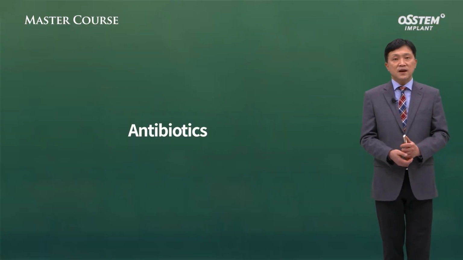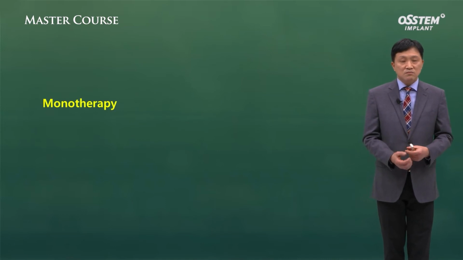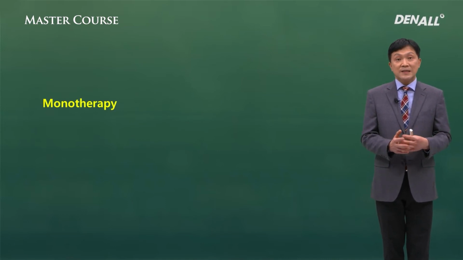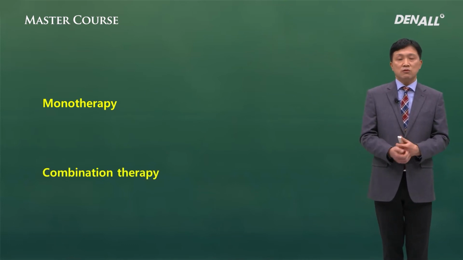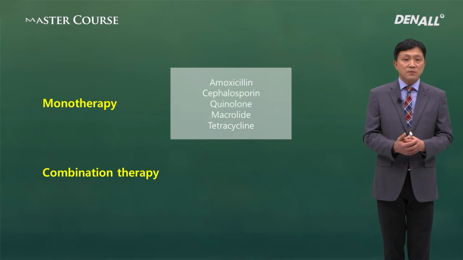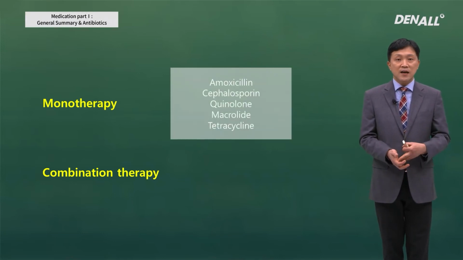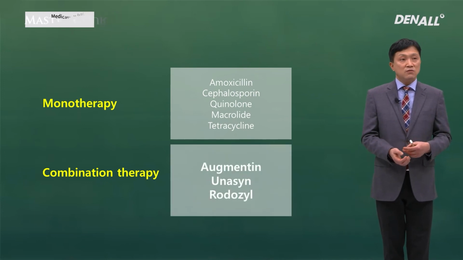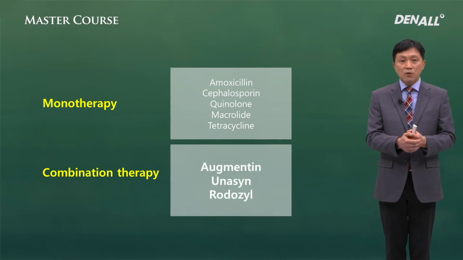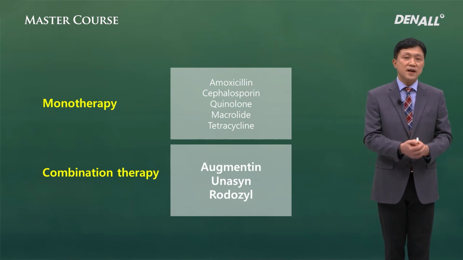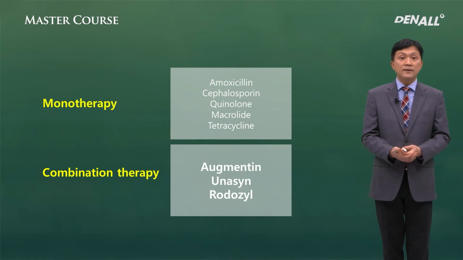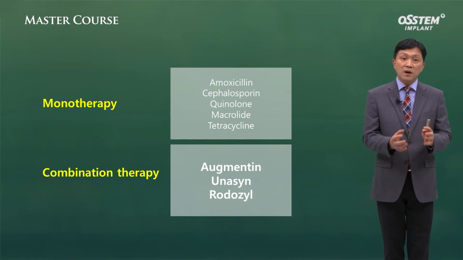When we prescribe antibiotics, we need to consider patterns. Monotherapy: a single antibiotic can be prescribed, or combination therapy can be adopted. Amoxicillin, cephalosporin, quinolone, macrolide, tetracycline can be used for monotherapy. For combination therapy, Augmentin, Unasyn, Rodozil can be prescribed, but unknowingly, 2 drugs are used.